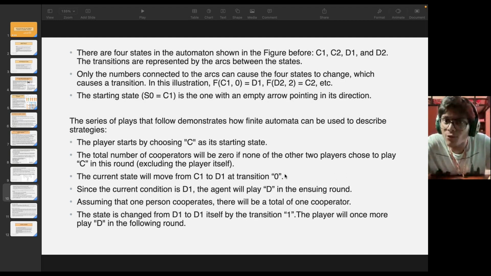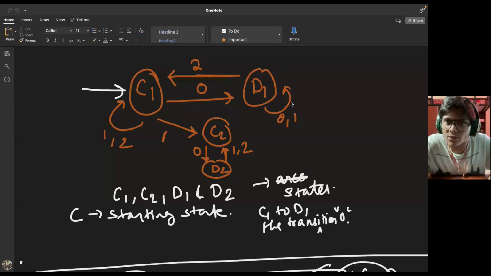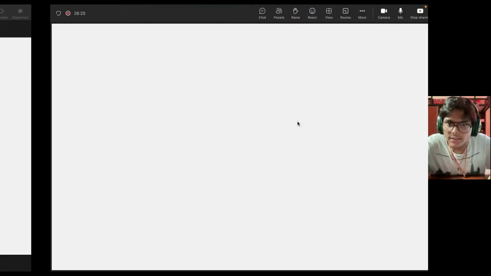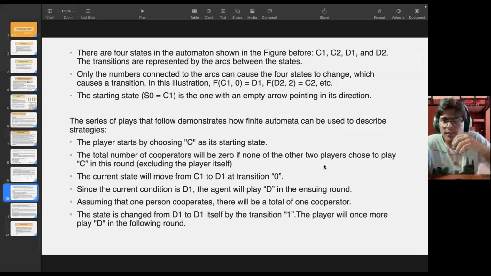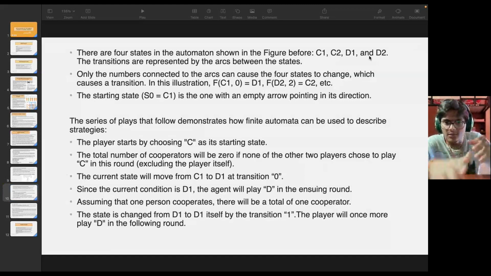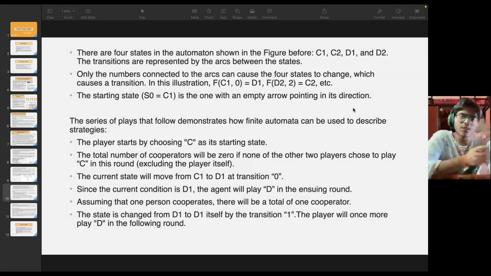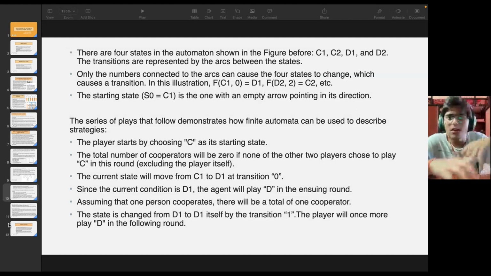Here it's a self loop, right? You can see here it's a self loop from 0 to 1. So what does it say? It will be a self loop ensuring that it is next. Assuming that one person cooperates, there will be a total of one cooperator. The state goes from D itself to 1. The player will once more play D in the following round. So this is an example that I have tried to initiate. I hope you liked it.